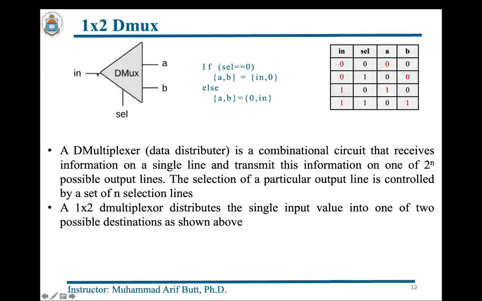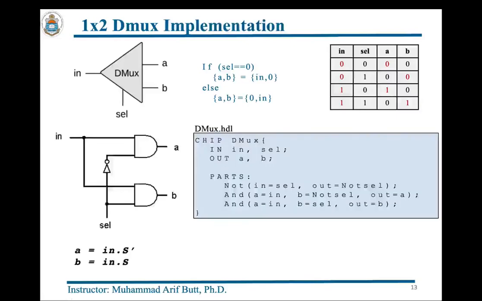There is a single input line, and depending on this selection line, this input is either placed on A or on B. So if the selection is 0, this in is placed on A. If the selection is 1, this in is placed on B. I think this should be the other way around. Anyway, and this is the table that describes the same behavior. So if you know this, let me show you the HDL of this demultiplexer.